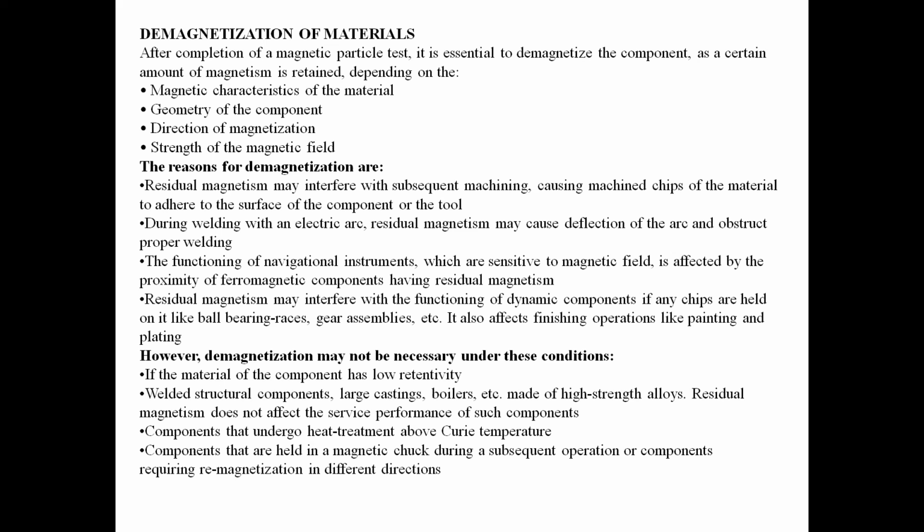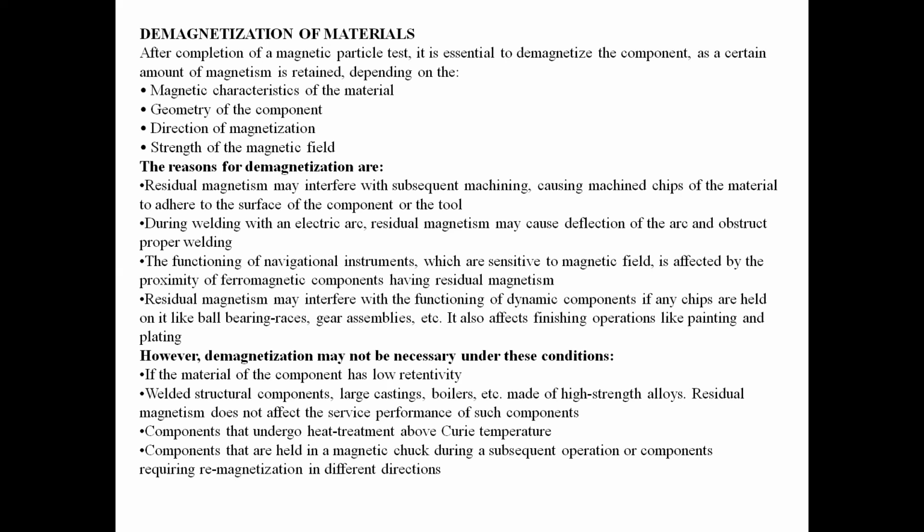Next one, welding. If you do welding on components which are tested under magnetic particle test, and there is some residual magnetism inside the component, then in arc welding the arc produced is deflected due to the magnetic field inside the component. Means we are not getting a proper welding bead. So if there is residual magnetism inside the component, we have to demagnetize.